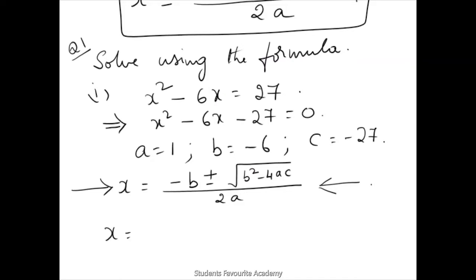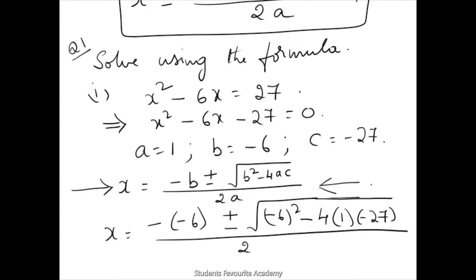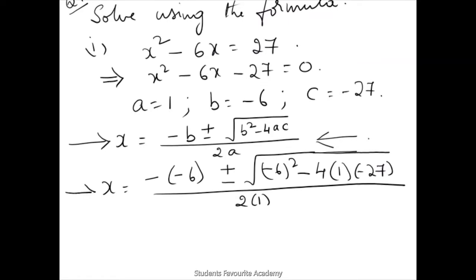Now let us substitute the values. What is b? Minus 6, but we have minus b, so minus of b itself is minus 6, right? In place of b you have to write minus 6, plus or minus square root of, what is b square? Minus 6 whole square, minus 4 into what is a? 1. And what is c? Minus 27, right? Upon 2 into what is a? 1. So this is called correct substitution in the correct formula. There will be 1 mark for writing this step. Now you have substituted the values.